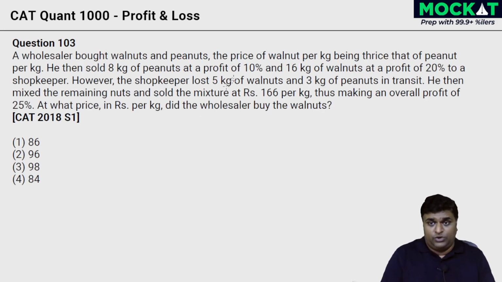A wholesaler bought walnuts and peanuts. The price of walnut per kg being thrice that of peanut per kg. Some absolute values, 3 kg, 5 kg lost, 166 per kg. I'm not comfortable with any index or assuming a value. Quite a long question. Just go in for variables, right? Some relationship is given over here at the start as well.